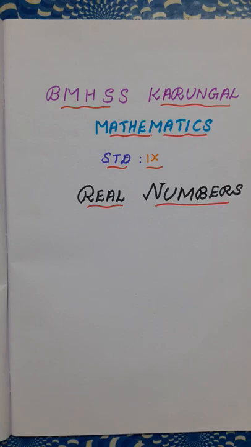A terminating decimal number and a non-terminating and recurring decimal number together is called a rational number. What is an irrational number? A number having a non-terminating and non-recurring decimal expansion is an irrational number. Now I am going to continue the same portion, real numbers.